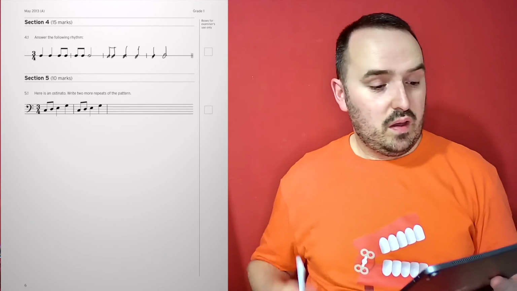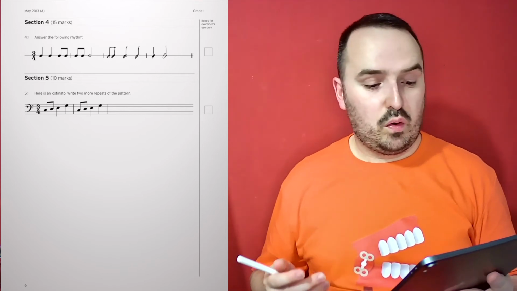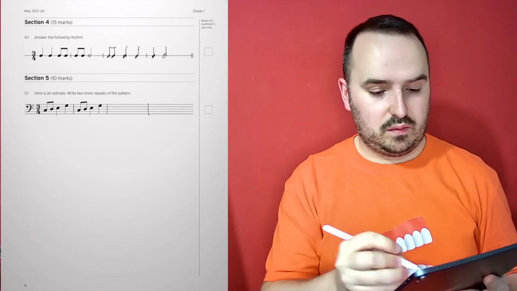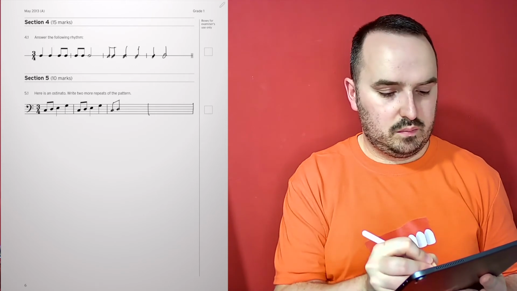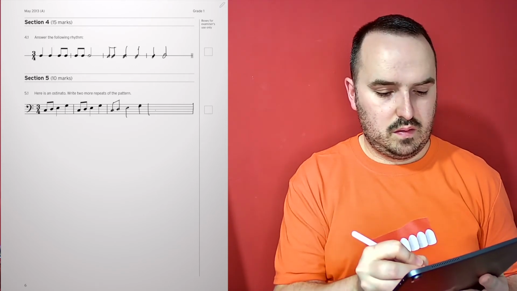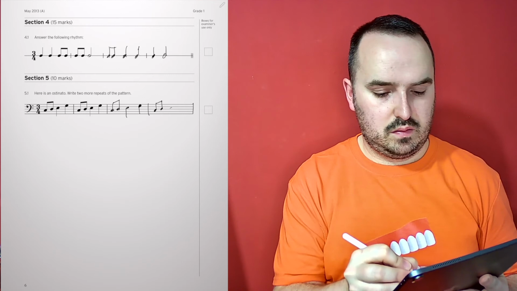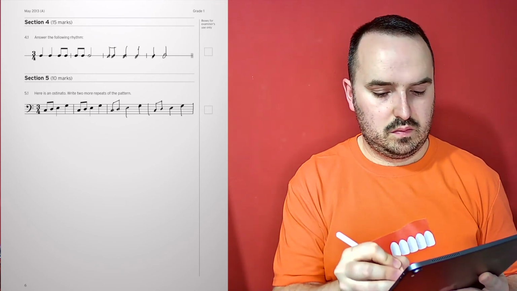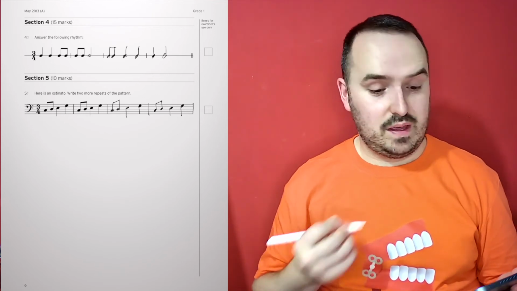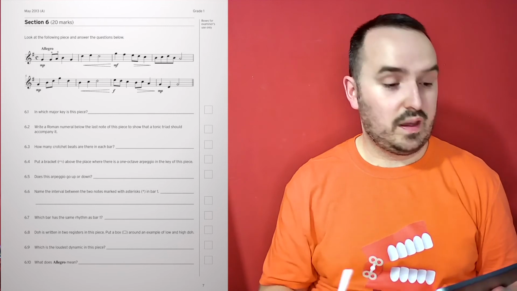Section 5. Here is an ostinato. Write 2 more repeats of the pattern. We just need to copy that rhythm out and that pattern out 2 more times. So we have dun, dun, dun, dun, dun. And there you have it. Easy as that.